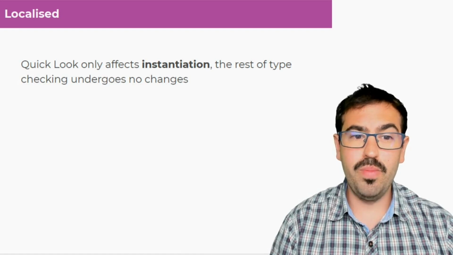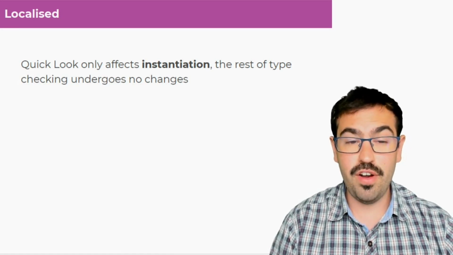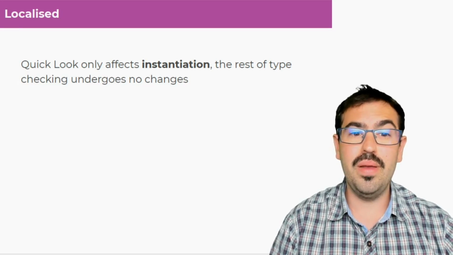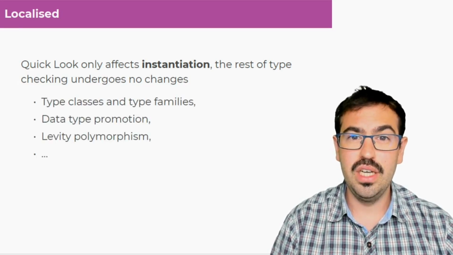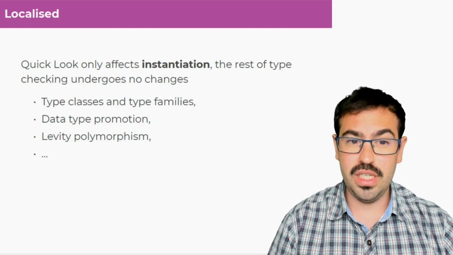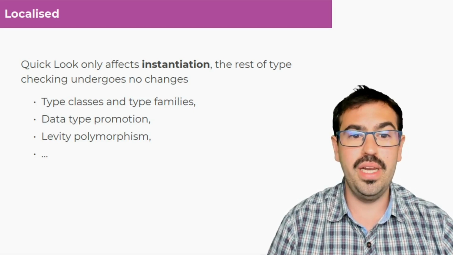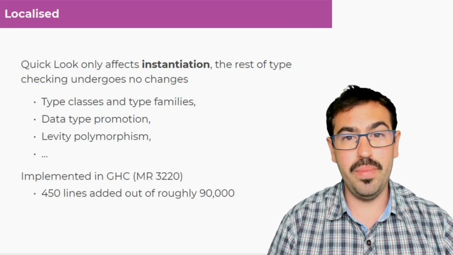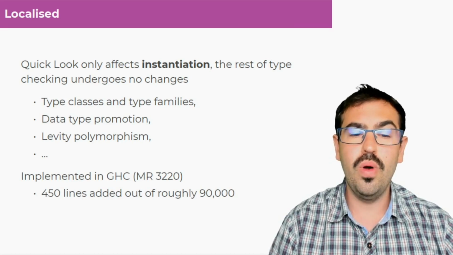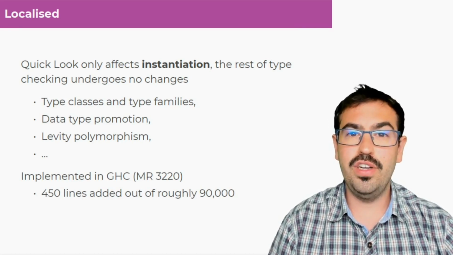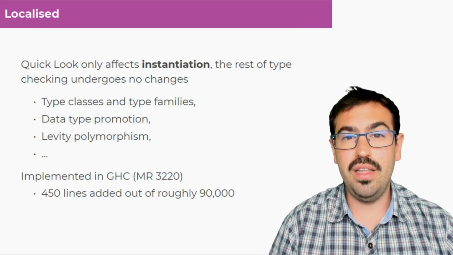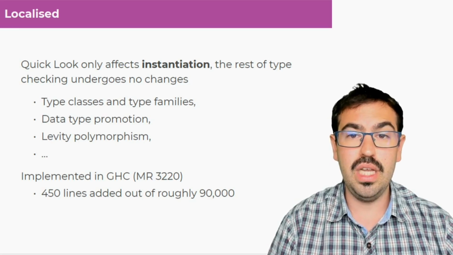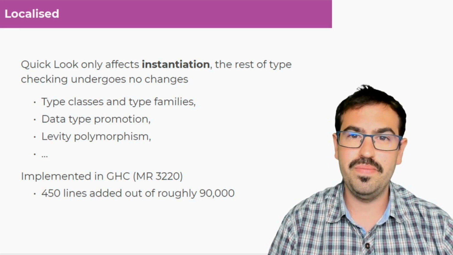So let me talk a bit more about the fact that Quick Look is very localized. And as I said, this only affects instantiation. The rest of the type checking has no changes. So we've integrated this into GHC, which has type classes, type families, data type promotion, levity polymorphism, you name it. And we were able to implement this, and there is a merge request for doing so, and we only had to add 450 lines out of roughly 90,000 lines which make up the type checker in GHC. So I think we succeeded in making this thing really localized.